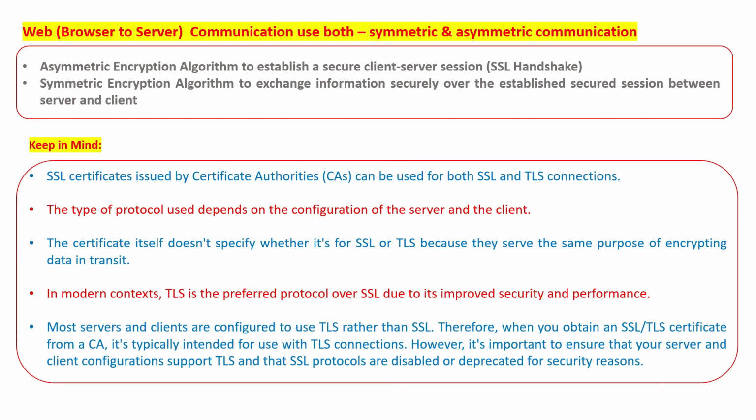Okay, and one thing that you should keep in mind: an SSL certificate issued by the certificate authorities can be used for both SSL and TLS connections. That means don't get confused between TLS, SSL and the certificates that we get. The certificates that we get from the certificate authority can be configured for SSL as well as for TLS, whatever you want. The type of protocol used depends on the configuration of the server and the client. So the type of protocol depends completely on the kind of SSL or TLS protocol that your software supports and can be configured for.